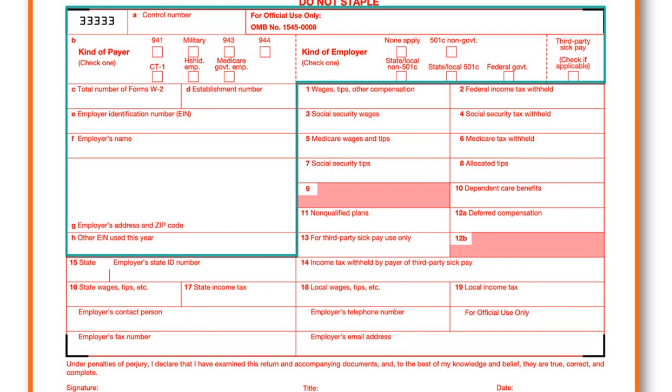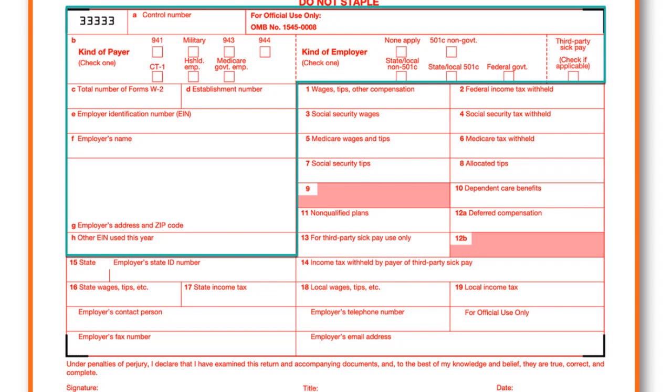So box A, the control number, and box B, the kind of payer you are. Those are basically for IRS purposes. So 941, 943, 944. 943 is agricultural. 941 and 944 have to do with whether you are an annual payer or a quarterly payer. If you're military, or let's say a CT1, or a Medicare government employee, it really depends. This is the type of employer that you are.